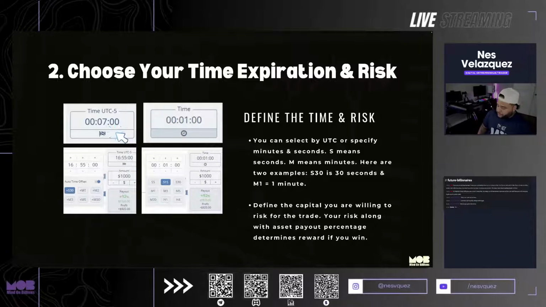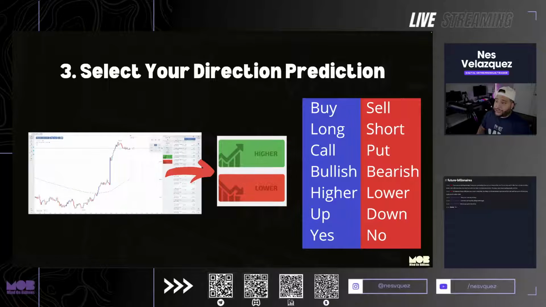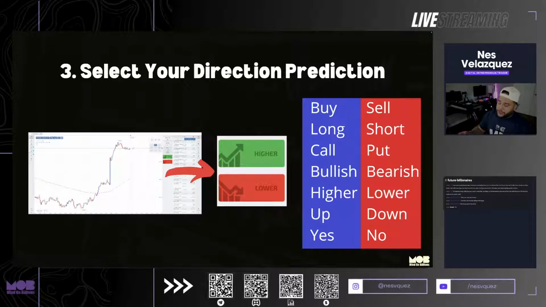But with binary options, you choose your trading asset, then you select your time expiration and risk. Okay, you select your direction prediction. So in Pocket, it's higher or lower, right? So if you go to binarysetup.com, you'll see it. Okay, and remember, we talked about the synonyms.